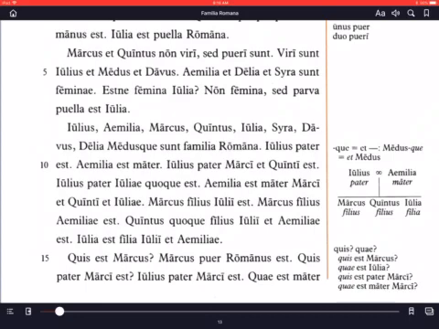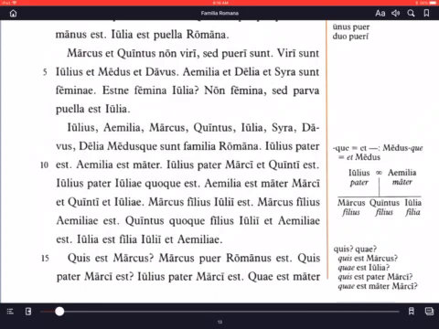Marcus filius Julii est. Marcus is the son of Julius. Julii, again, genitive possessive. Marcus filius Aemiliae est. Marcus is the son of Aemilia. Notice Aemiliae has that feminine possessive ending, feminine genitive. Quintus quoque filius Julii et Aemiliae est. Quintus also is the son of Julius and Aemilia. Again, Julii, Aemiliae, both of those are the genitive singular possessive endings. Julia est filia Julii et Aemiliae. Julia is the daughter of Julius and Aemilia.